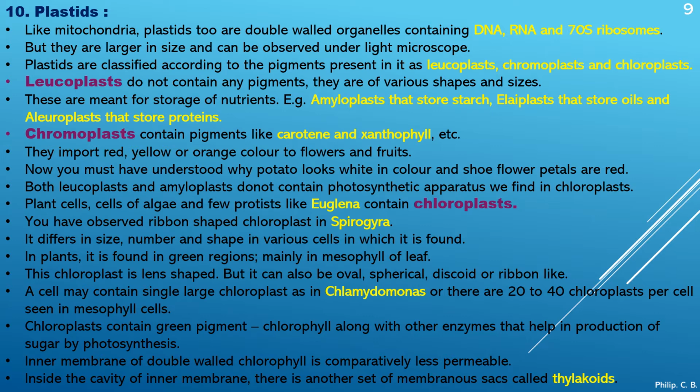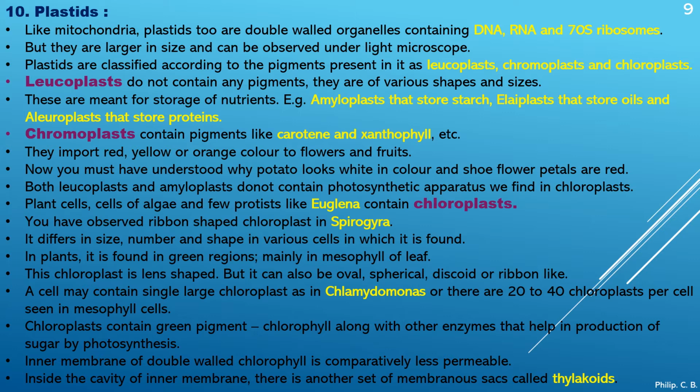Both leucoplast and amyloplast do not contain the photosynthetic apparatus which we find in chloroplast. Plant cells, algae and a few protists like Euglena contain chloroplast. Chloroplast we can easily identify by the green coloration, but even in those there are differences like blue green, olive green, etc. Even though it is green, there are different shades of green. But in the case of chromoplast, it is more red, yellow, orange. As I gave you the example, the fruits and flowers having different coloration. Correct? Further, you have observed ribbon-shaped chloroplasts in Spirogyra.